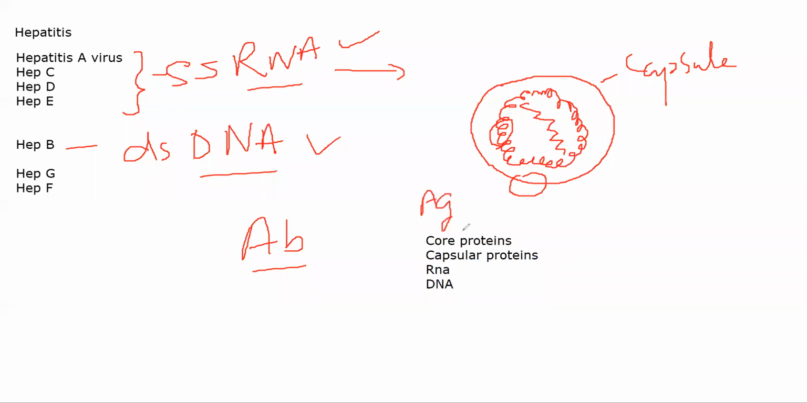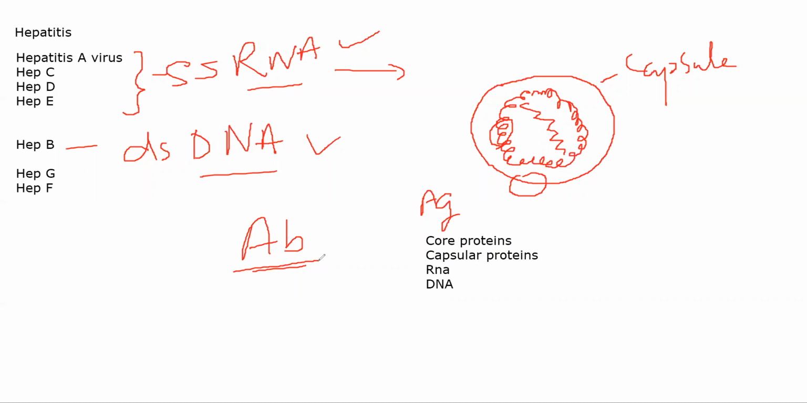Antibodies will be the immunoglobulins that are produced against these. Sometimes you will see antibodies being produced at the same time as antigens, or sometimes after the antigen has resolved you'll be able to see antibodies serologically, giving you lifelong immunity. That happens in some cases.